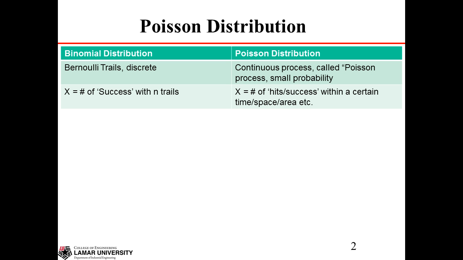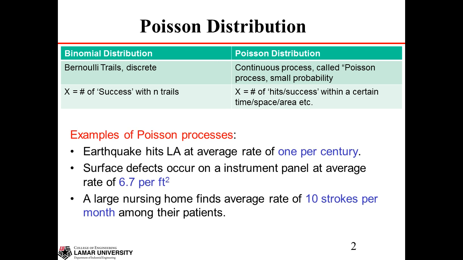Let's look at a few examples to give you a better idea about what I'm talking about. The first example: let's say an earthquake is a fairly rare event. It can hit the LA area at an average rate of 1 per century. Therefore, if you divide the 1 century into days, using a day as the unit, then on each given day the probability of an earthquake is very small. Over 1 century, we probably have this rare event occur once. If you use each day as a Bernoulli trial, then on any given day you either have an earthquake or not, so it satisfies the condition of Bernoulli trials.